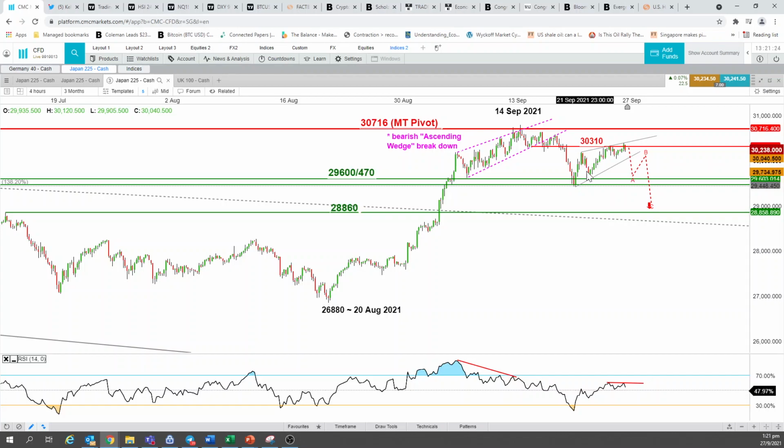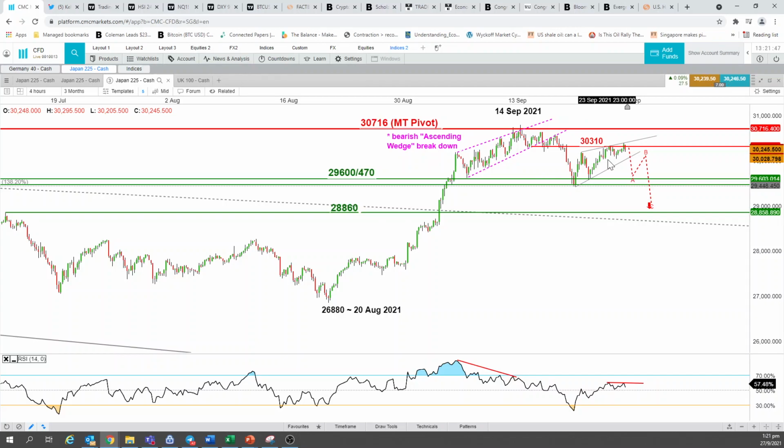And it managed to go into a pullback, a rebound that is also a bearish ascending wedge that we highlighted. This is much more clear, because the slope of the higher high is much lesser than the slope of the higher low. So it's also an impending bearish ascending wedge formation that was seen on the Japan 225.